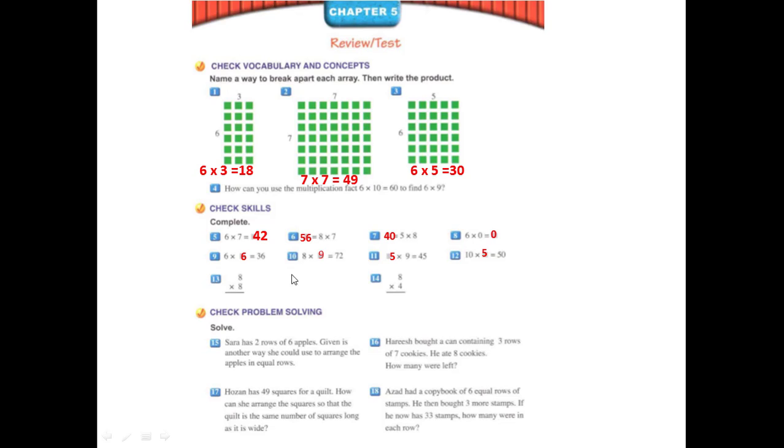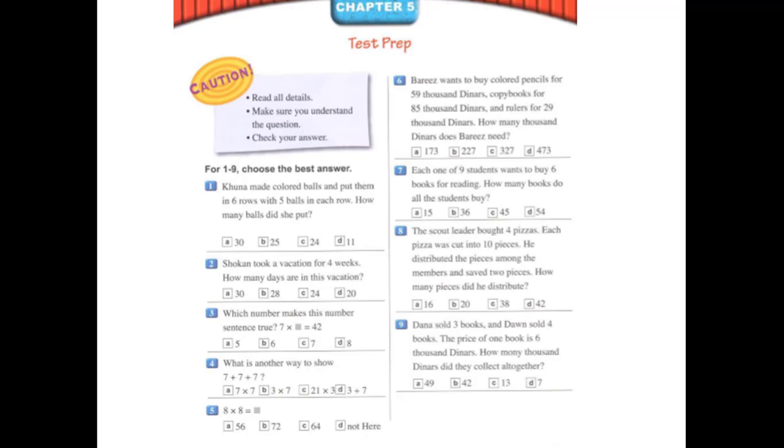What about 8 times 8? Yalla, let's think together. Now it is 64. Well done. 8 times 4 is equals to 32. Now we have choose the best answer. Okay guys, 8 times 8 is equals to 64, so C is the correct answer, and we are finished.